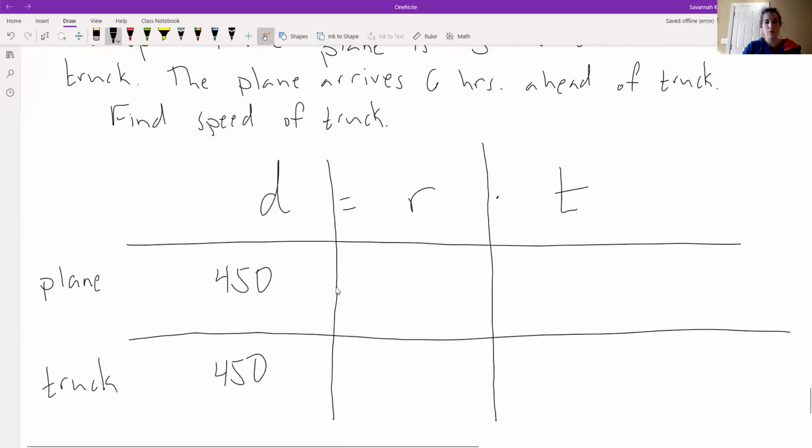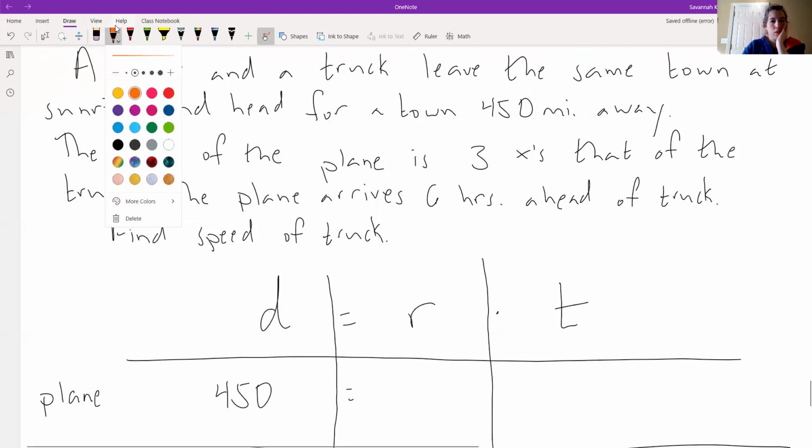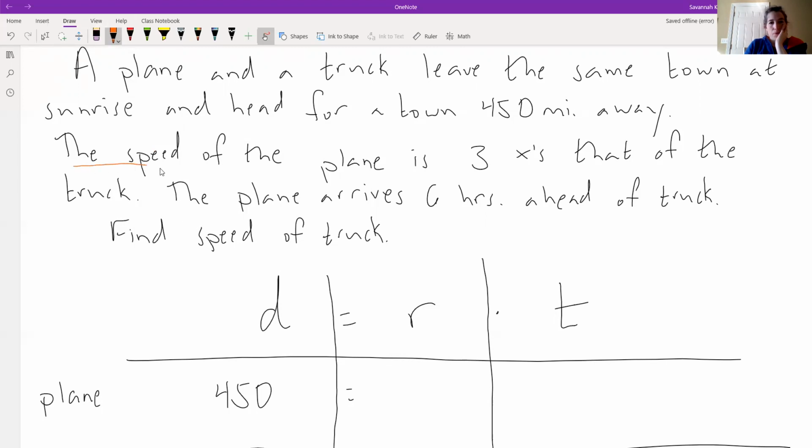450, 450, and then equals. And then I've got rate times time. Now, the secret to all of this, the speed of the plane, let me underline that in orange, is 3 times the speed of the truck. I don't want to use the word speed. I want to use the word rate. So the rate of the plane is 3 times the rate of the truck. So if the truck was going 90 miles an hour, the plane would be going 270 and so on.